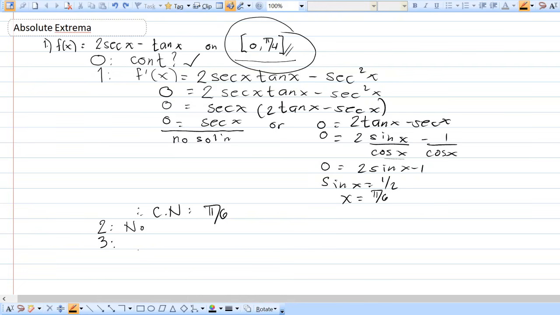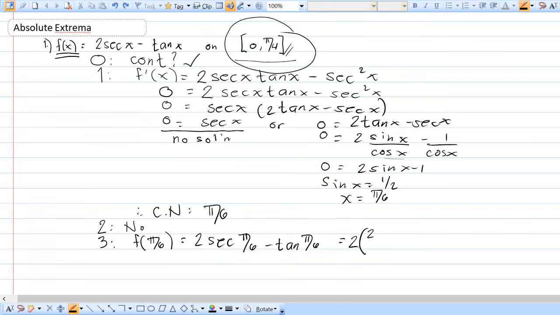Okay. Dun sa pangalawang step 3, ang sinasabi doon, we need to find the function value of the critical number, which is pi over 6. Okay. So, getting the function value, just plug it in here. Diyan, palitan lang natin yung x. So, we have 2 secant pi over 6 minus tangent pi over 6. So, we have 2 times secant pi over 6 is 1 over cosine. So, therefore, ang cosine pi over 6 ay square root of 3 over 2.